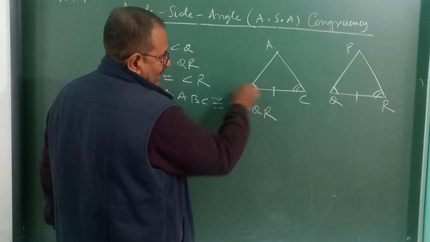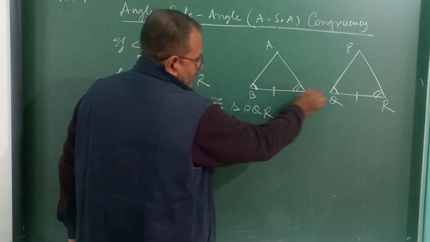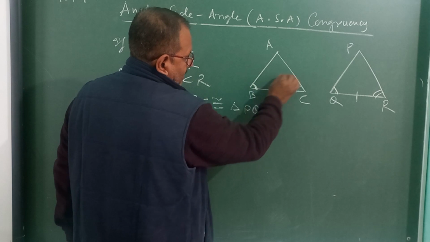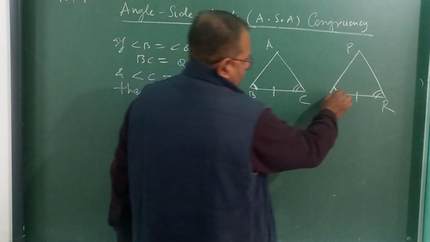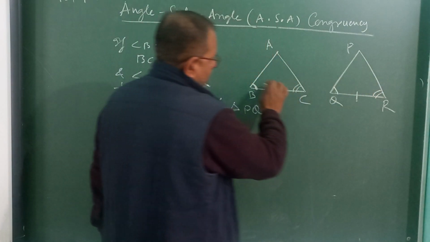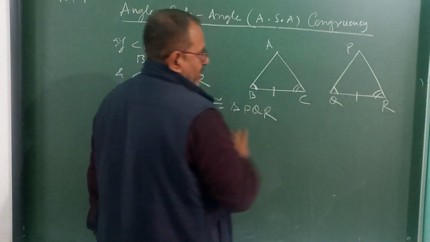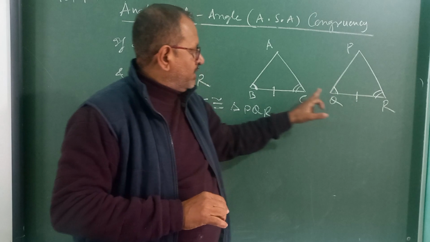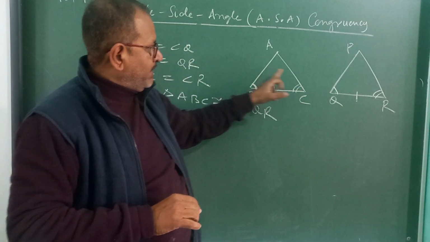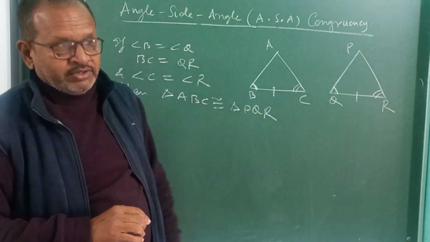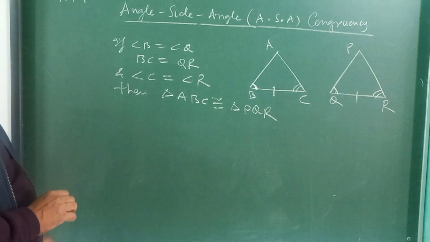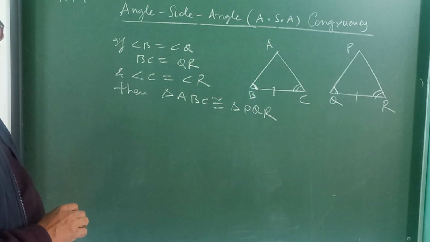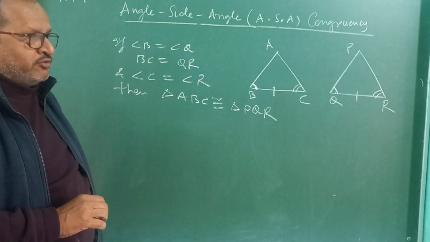And the corresponding sides are equal. Angle B is equal to angle Q. Angle B's opposite side is AC, angle Q's opposite side is PR. So AC and PR will be equal. Similarly, angle C and angle R are equal, so their opposite sides AB and PQ will be equal. So this is angle side angle congruency.